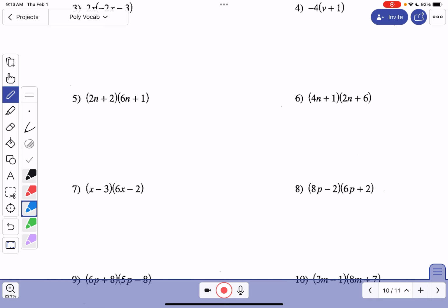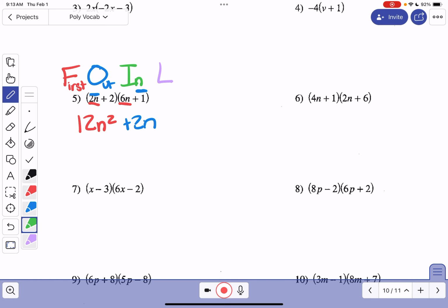Now, for number 5, we have 2 binomials. So distributing becomes much more of a process because you have to distribute lots of things, and a lot of people drop things. So we're going to do what's called FOIL. FOIL is an acronym to help us out. F stands for first, and that's the first term in each binomial. So 2n times 6n is 12n squared. O is the outside, so we do the 2 terms on the outside. 2n times 1 is 2n.